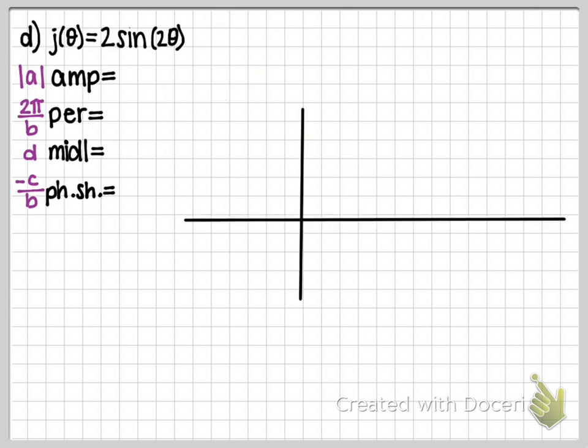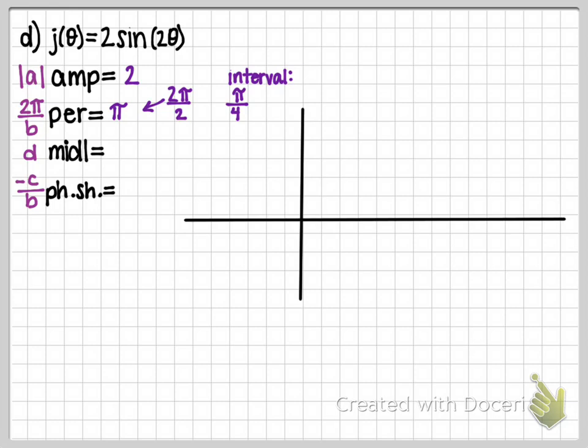Alright, so let's go ahead and change that period a little bit now. Our amplitude is that A value, in this case it's 2. The period, this time our B value is 2. So 2 pi divided by 2, that period is going to be pi. So this time our interval is going to be different. We take our period, which in this case is pi, and divide that by 4. So we are going to be skipping by pi over 4 this time.